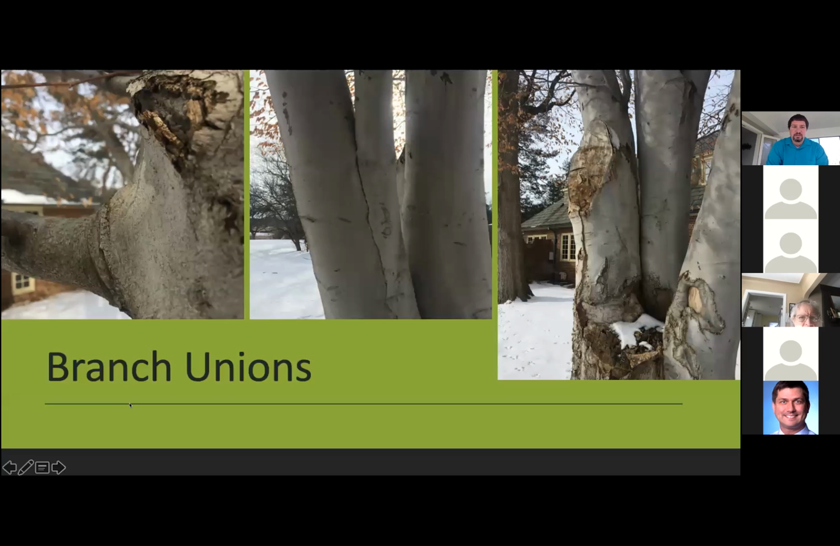The other really important thing to keep in mind is branch unions. So how do the branches come together? This is super important in terms of the structural integrity of the tree and the strength of what's going on. So when you look at a branch union like this one here on the left, the branch is coming right straight out of the tree at almost a 90-degree angle. This is really strong. So trees, they have two types of growth.